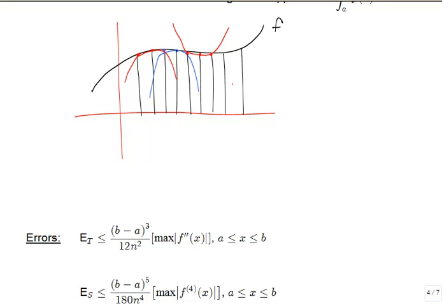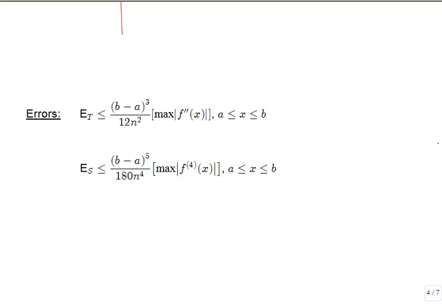Okay, now when we calculate these approximations using the trapezoidal rule or Simpson's rule, there is going to be some inaccuracy because they are just approximations. So we can come up with formulas. We're not going to derive these, but there are some error formulas that calculate how much error is created by using the trapezoidal rule or Simpson's rule. So this is the error for the trapezoidal rule.